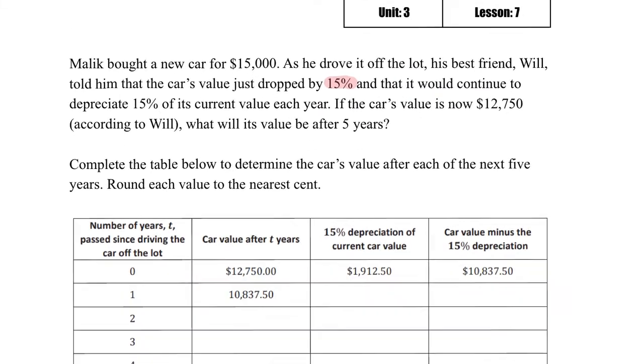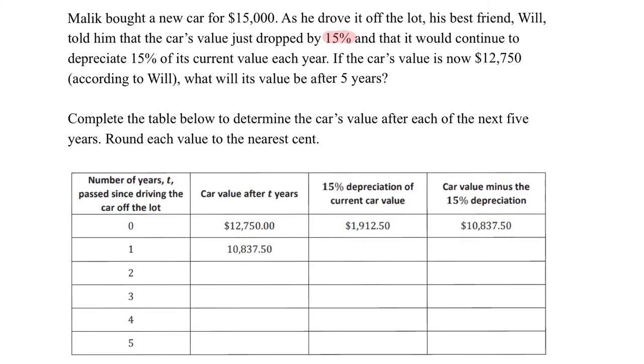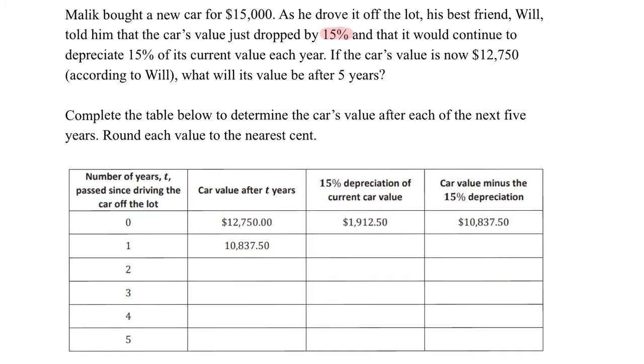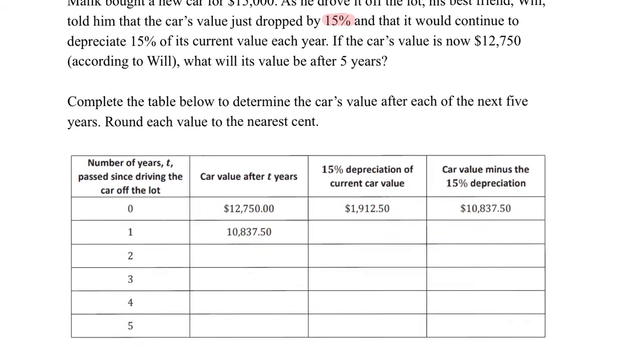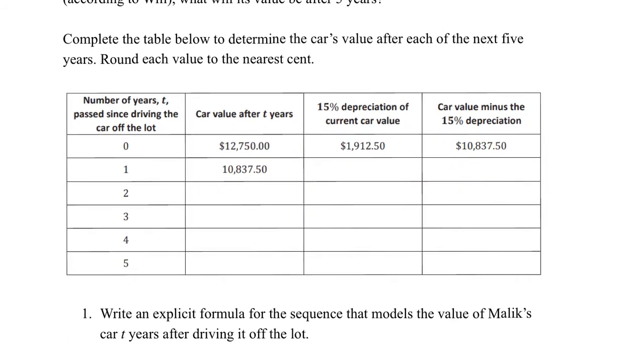So here we have a situation where Malik bought a new car for $15,000. And he noticed that the value dropped by 15%. And so we want to see what's going to happen after 5 years. So I have this table here. I'm going to get you started determining this table, and then I'll pause the video and fill in the rest, and you can also do the same thing.